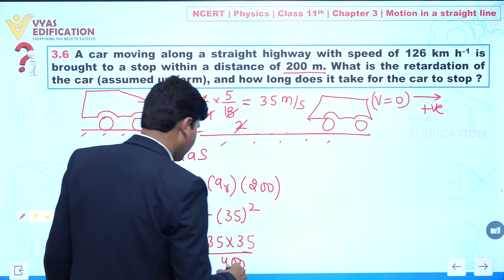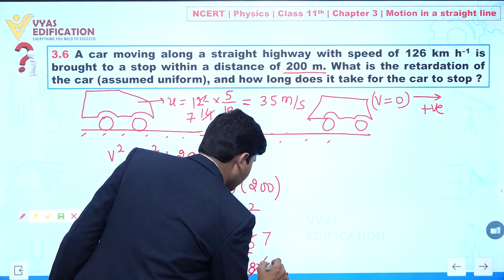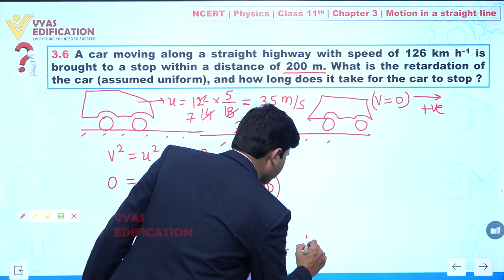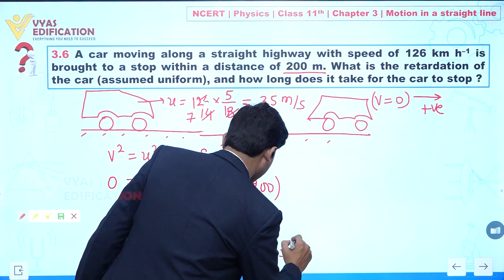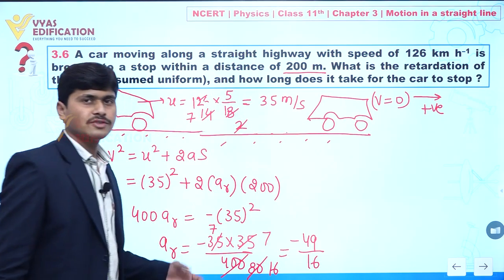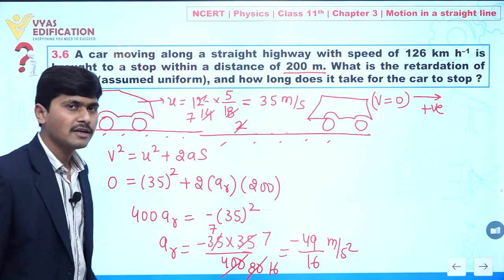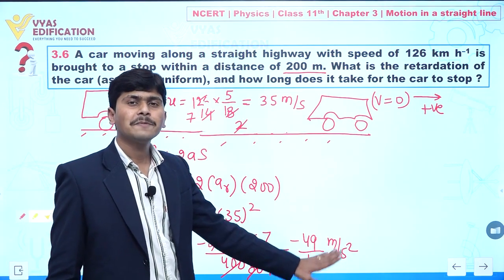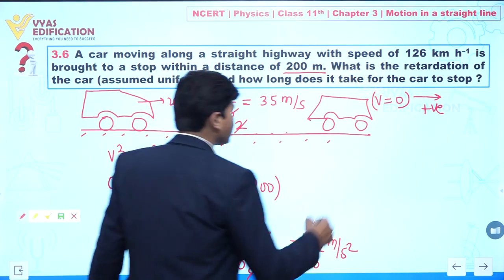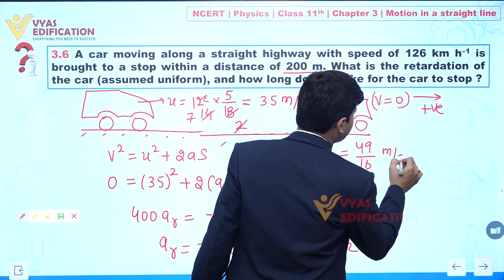From here, if we cut with 5, we get 80, and we have 7, again cut with 5. So this is 16, this is 7. So from here we can say minus 49 by 16. Minus 49 by 16. Clear? So this is the retardation, in meter per second square. So what does this minus sign indicate? This acceleration is acting in the opposite direction of the motion. So the retardation we are getting is 49 by 16 meter per second square.